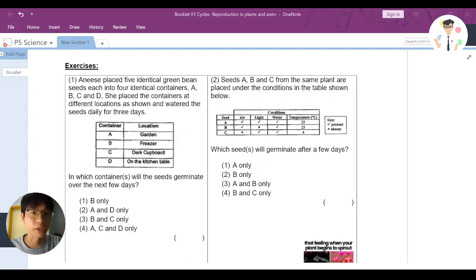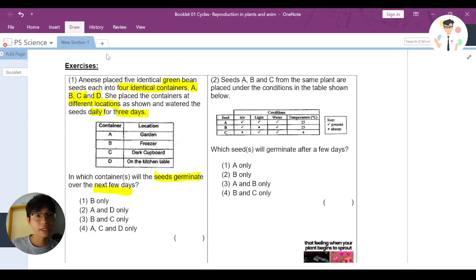Let's look at this question together. It says that Annie placed 5 identical green bean seeds into 4 identical containers, A, B, C, D. She placed the containers at different locations as shown and watered the seeds daily for 3 days. The question asks, in which container will the seeds germinate over the next few days?